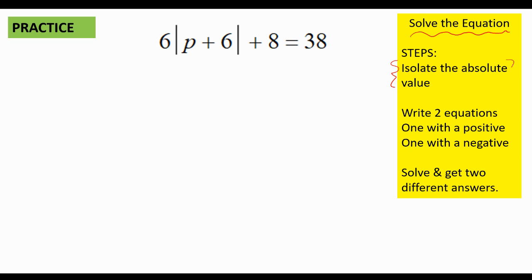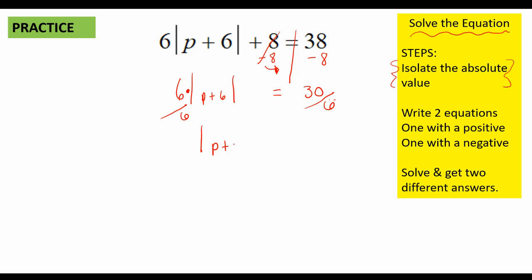The step is to isolate the absolute value. So we're going to draw a line. We're going to move the 8 and divide by 6. So you always move the number first with add or subtract. So since this is add 8, we subtract 8, the opposite. And we bring everything else down. 38 minus 8 is 30. This next step is there's a hidden multiply dot there, so we're going to have to divide on both sides. So we're going to divide out the 6, and that's how we isolate the absolute value bars all alone, and 30 divided by 6 is 5.